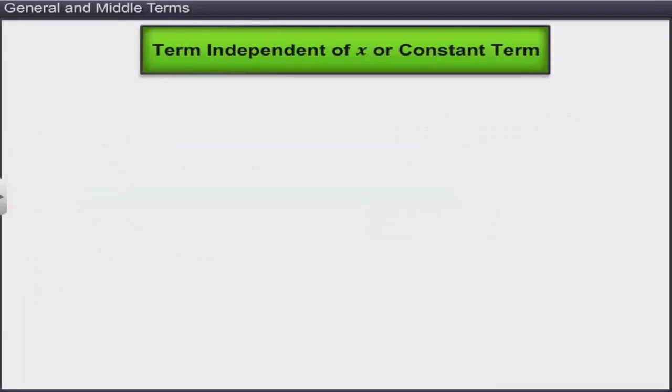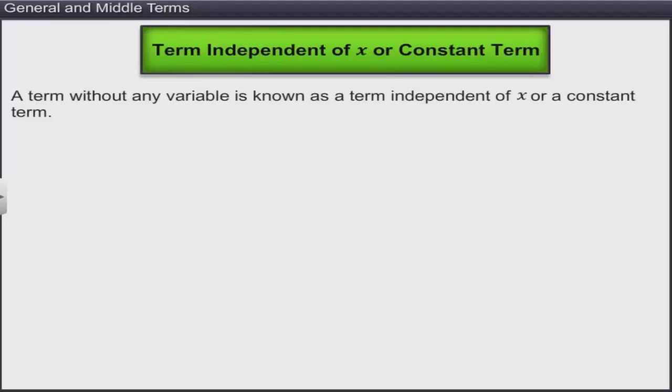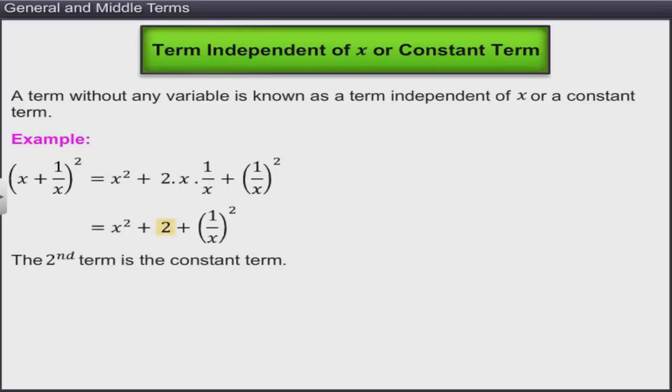Now, let us understand what is a term independent of x or a constant term in the expansion of a binomial. In a binomial expansion, a term that has no variable in it is known as a term independent of x or a constant term. In the expansion of (x plus 1 upon x) whole square, the second term is a constant with no variables in it. Here, 2 is the term independent of x or the constant term of the given expansion.